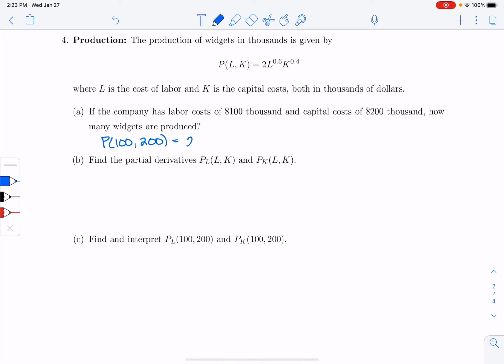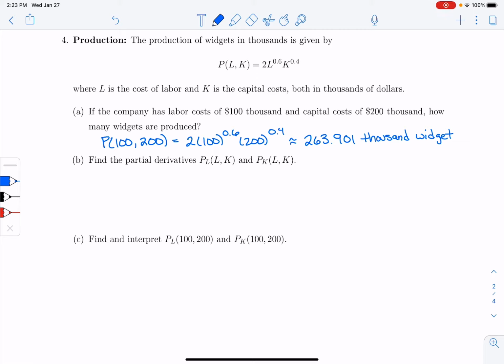So we're going to plug that into our function, 2 times 100 to the 0.6 times 200 to the 0.4. And that's going to give me 263.901, but the units here are in thousands of widgets. So that's 263,901 widgets that can be produced using $100,000 for labor costs and $200,000 for capital costs.